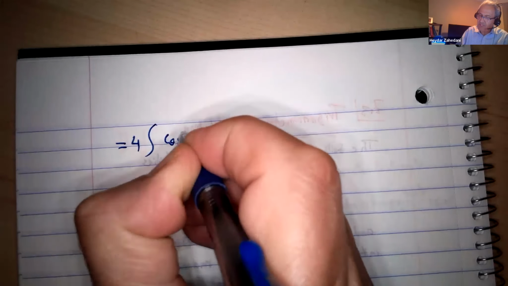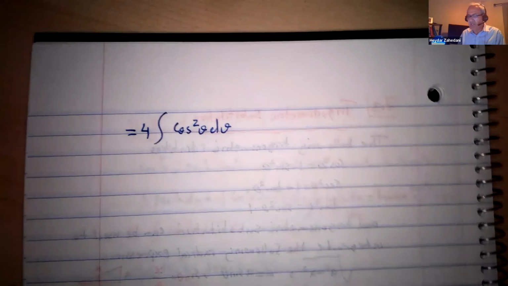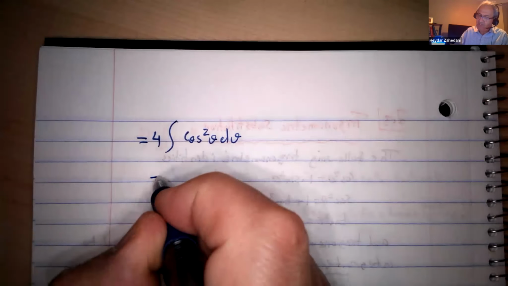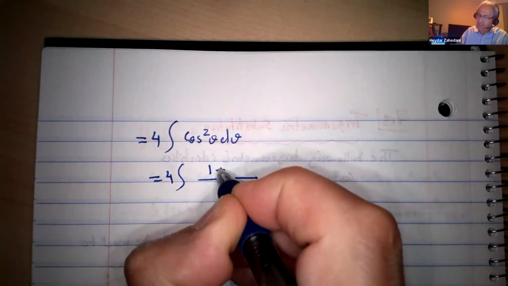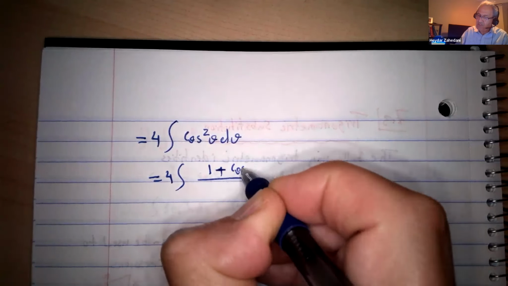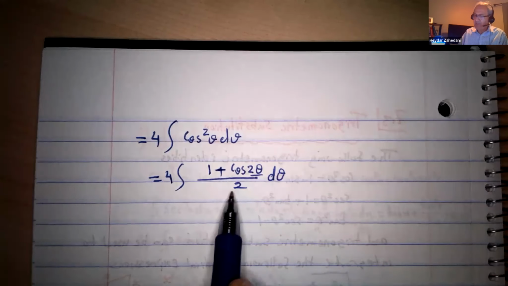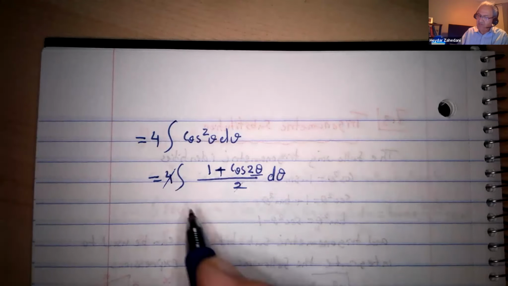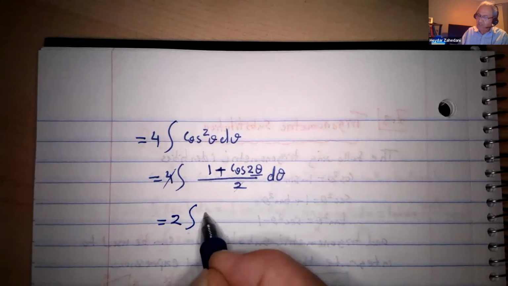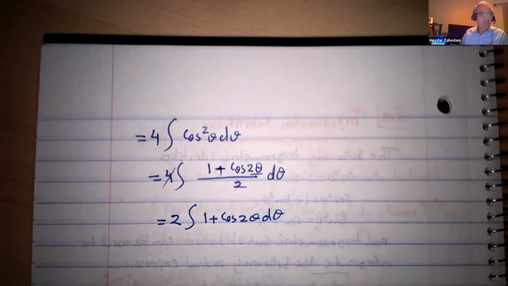Okay, so it's going to be 4 times the integral of cosine squared of theta d theta. You know that. It's a cosine squared, you have to use the double angle formula to take care of it. So it's going to be 4 times the integral of 1 plus cosine of the double angle 2 theta, divided by 2, d theta. You can pull out the 2. Okay, so the 4 and the 2 simplify. So it's going to be 2 times the integral of 1 plus cosine of 2 theta d theta. Now you integrate it.